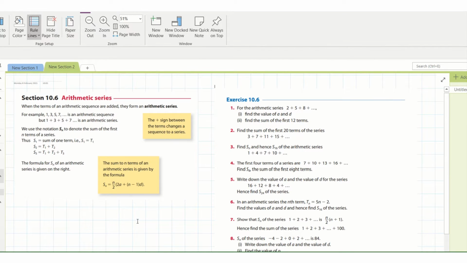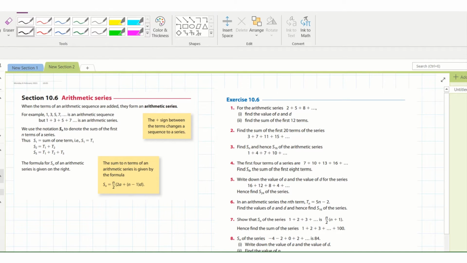Okay, so I wanted to do a couple of questions based on using the formula for how to find the sum of an arithmetic series. So far we've looked at arithmetic sequences, but now we're looking at an arithmetic series, and the difference is just that in a series we add all of the terms together.